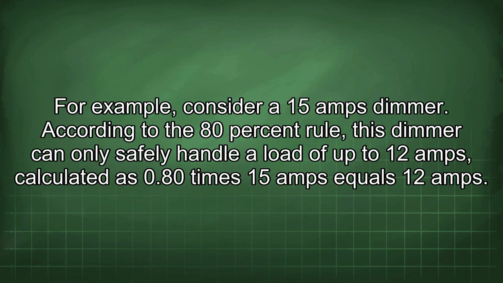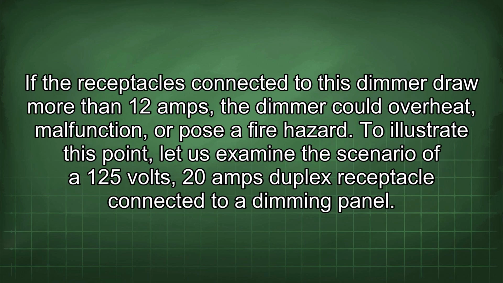For example, consider a 15 amp dimmer. According to the 80% rule, this dimmer can only safely handle a load of up to 12 amps, calculated as 0.80 times 15 amps equals 12 amps. If the receptacles connected to this dimmer draw more than 12 amps, the dimmer could overheat, malfunction, or pose a fire hazard.